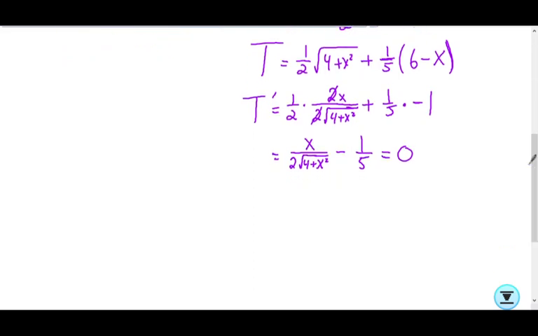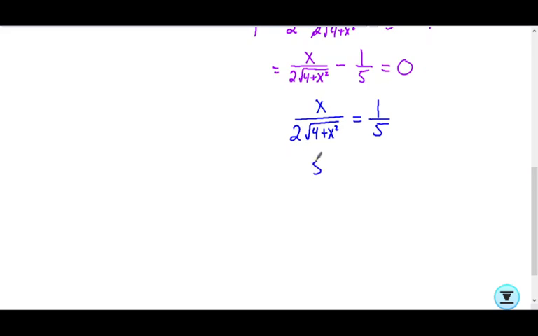Okay? So first step, I'm going to move the -1/5 to the other side. So I get x over 2 square root of 4 plus x squared equals 1/5. Then the easiest thing to do here is to cross multiply. So you get 5x equals 2 square root of 4 plus x squared. Then you can square both sides to get rid of that root, which gives you 25x squared equals 4 times 4 plus x squared. Multiply the 4 in.